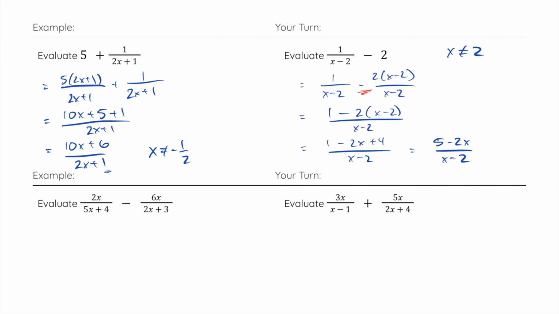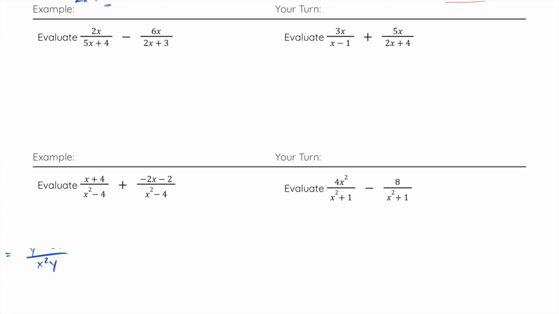Alright, so here we get 5 minus 2x over x minus 2. And I just want to highlight this subtraction here, and this is why the parentheses are so important. So you have to subtract this, which means that the negative 2 distributes to all the terms, and then you end up with the correct answer of negative 2x plus 4, and it simplifies to this.